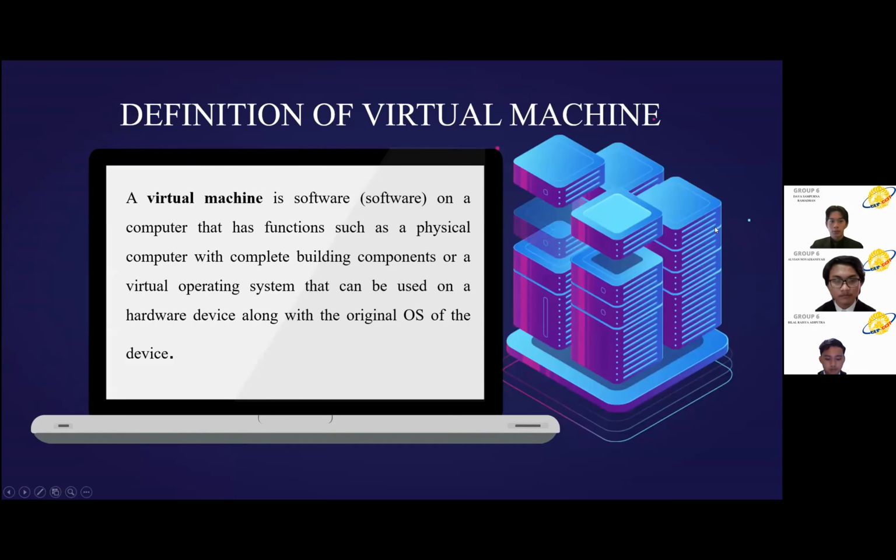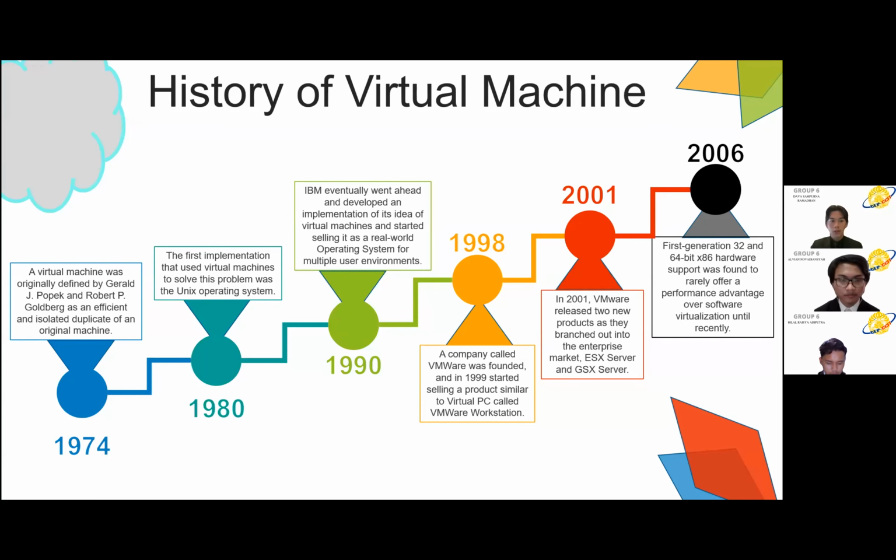Definition of virtual machine. A virtual machine is software on a computer that has functions like a physical computer with complete building components, or a virtual operating system that can be used on a hardware device along with the original operating system of the device. History of virtual machine. In 1974, a virtual machine was originally defined by Gerald J. Popek and Robert P. Goldberg as an efficient and isolated duplicate of an original machine.